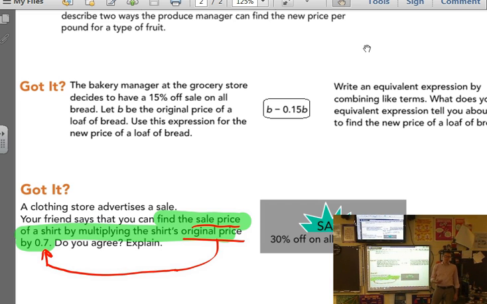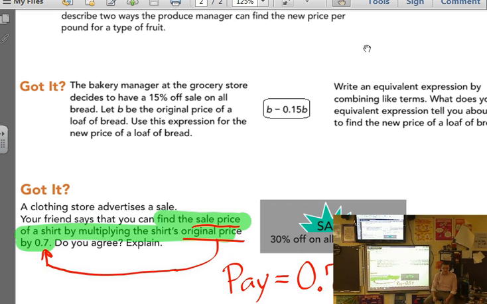What does 0.7 represent? 70%. 70%, right? Not off, but what he's paying. What he's saying is he's going to pay 0.7 times, let's say, P, because I was going to use original price. But if P is the original price, is this true? Can I figure out a 30% discount by just multiplying by 0.7?